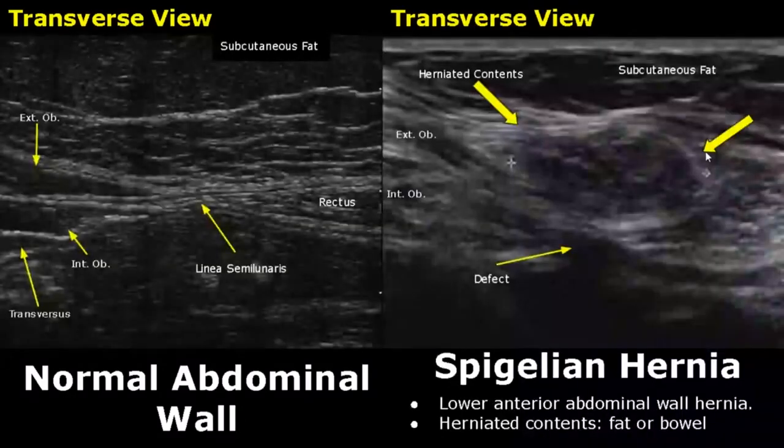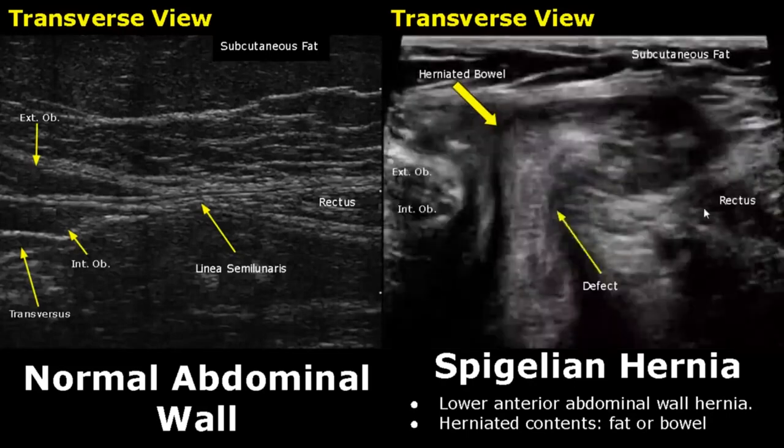Linea semilunaris is found along the lateral edge of the rectus abdominis muscle. It is seen between the external oblique, internal oblique, transversus muscles and rectus abdominis. This is the location of the Spigelian hernia. It is a lower anterior abdominal wall hernia. The herniated contents can either be fat or bowel.